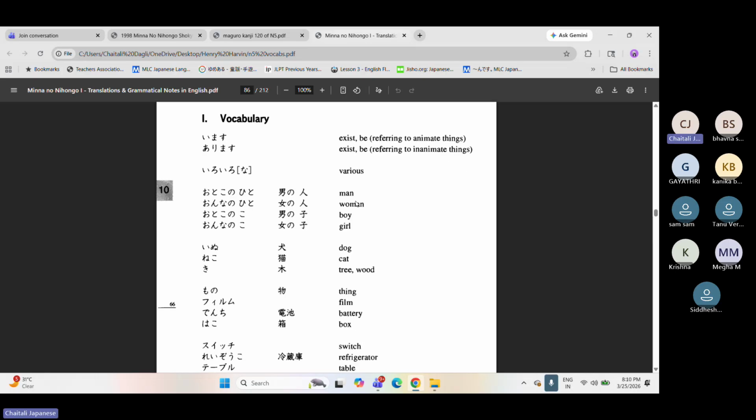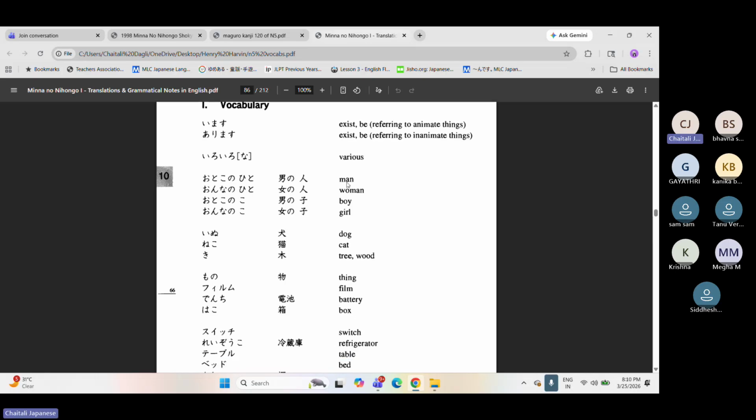Iro, various. Otoko no hito, man. Onna no hito, woman. Otoko no ko, boy. Onna no ko, girl. This ko which you see here, it stands for child. This kanji is for kid. So otoko is male, so male boy and female girl. I mean girl child basically.